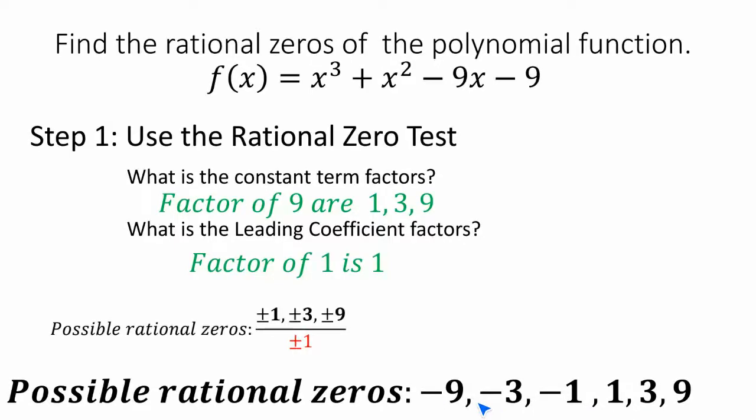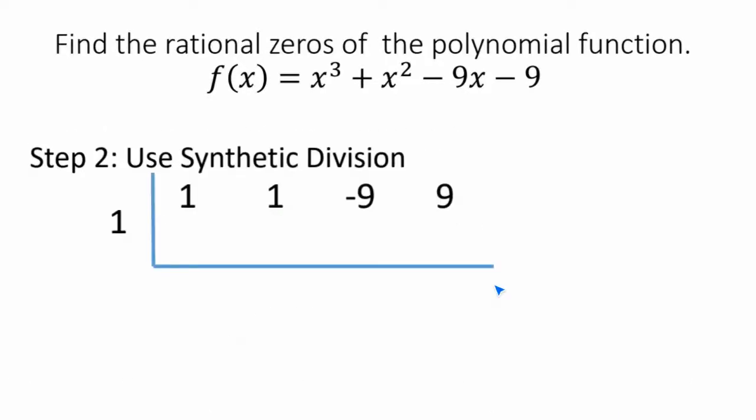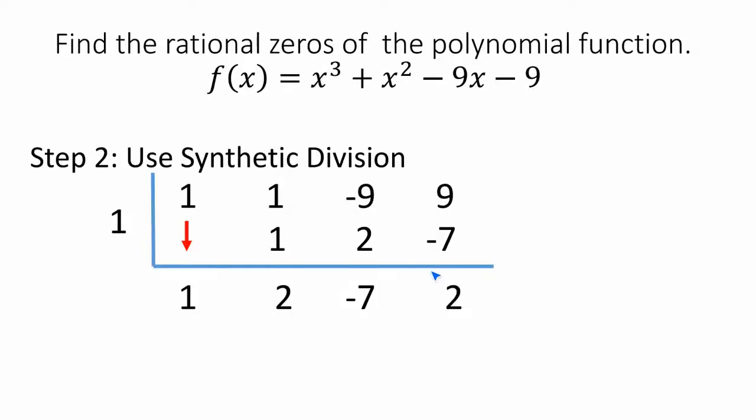That means that from this list, we might have a 0. So to find it, we can use synthetic division. So I'm going to try 1. So I list my coefficients here, bring down the 1, multiply it times 1, so we get 1 plus 1 is 2. 1 times 2 is 2, plus -9 is -7. And I did not get a remainder of 0, so that means that 1 is not a 0. So we try a -1.